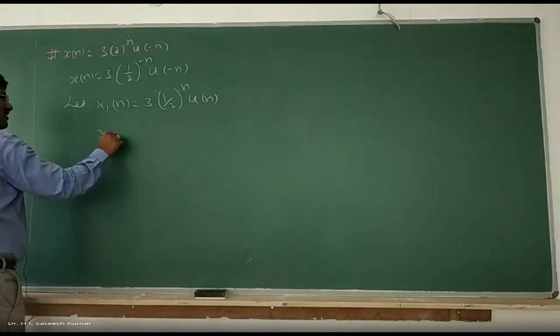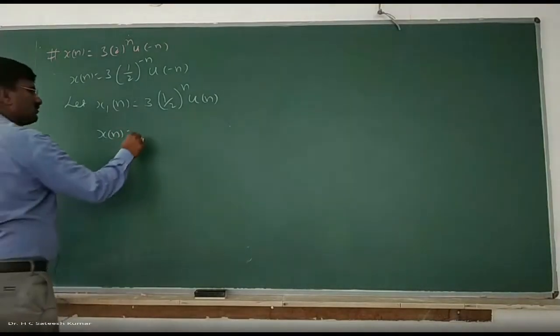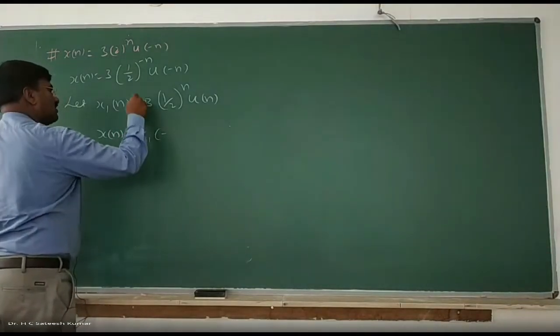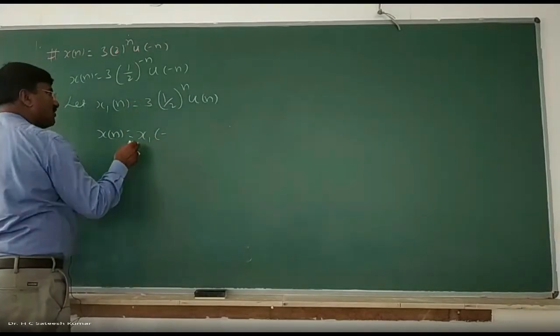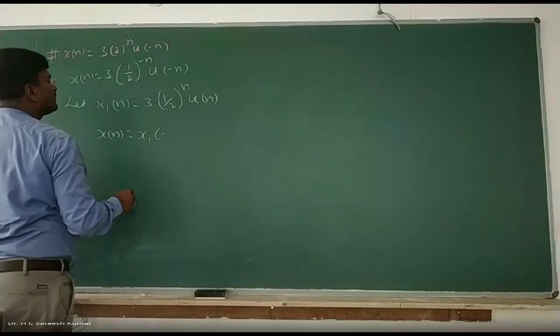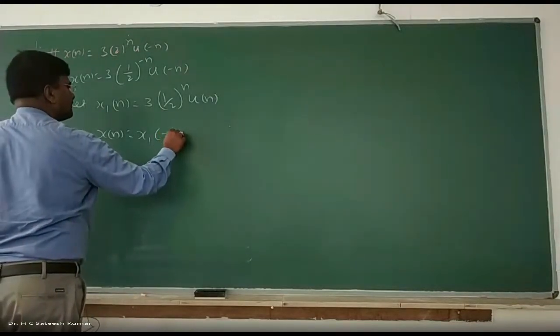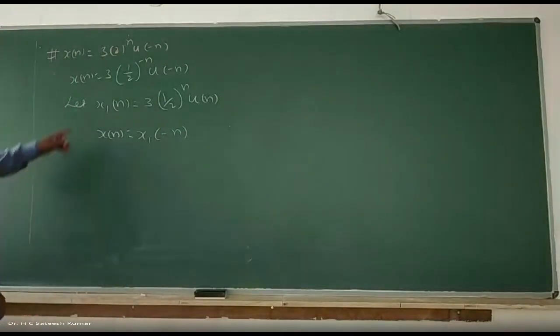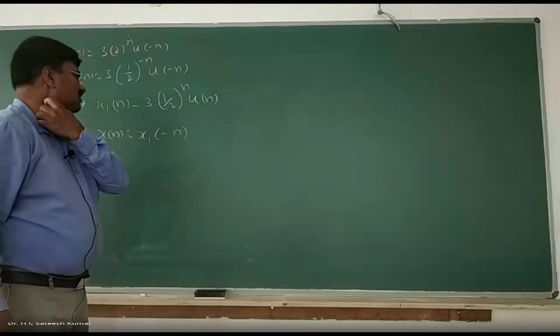And x of n is equal to x1 of minus n. The constant you can take at the first level or second level, no problem, we'll get the same answer. If you take x1 of minus n as 3 into 1 by 2 to the power of minus n into u of minus n, then the substitution is correct.